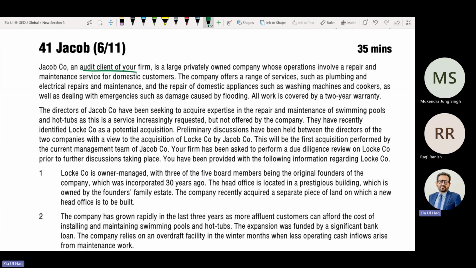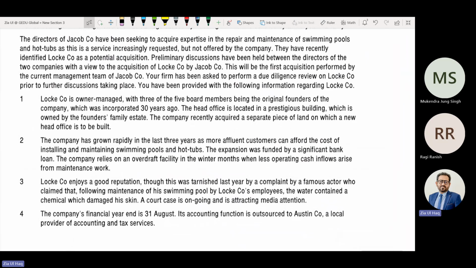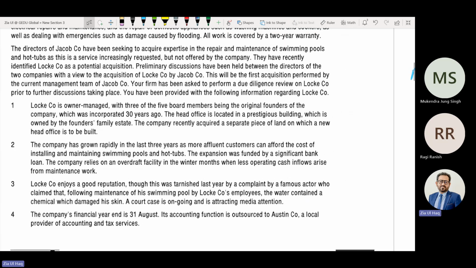Through this information, you need to write down the name of a document, what you want to see, and why you want to see that document. You need to explain. The document name will be the heading. So Lockheed Company is owner managed, with 3 of the 5 board members being the original founders of the company, which was incorporated 30 years ago. So what document are you going to see?